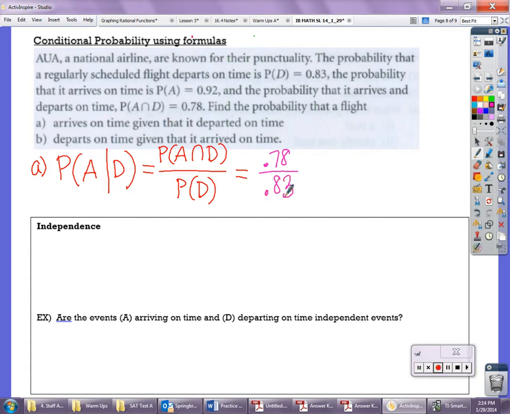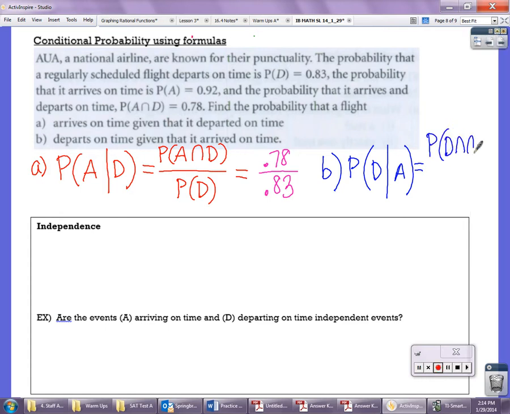All right, letter B. The probability that we depart on time given that we arrived on time. That would be the probability of departing and arriving on time divided by the probability of arriving on time. In this case, order doesn't matter, because whether you arrive or depart, that's what they're asking, on time, and then divided by the probability of arriving on time. Okay?